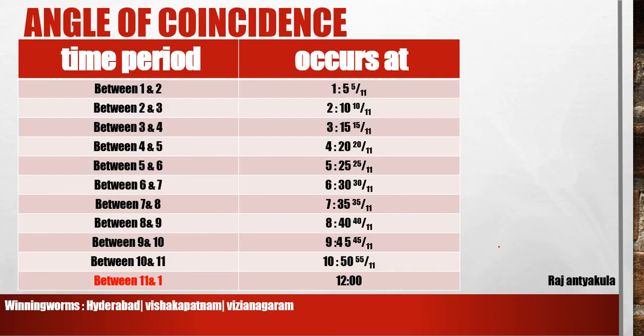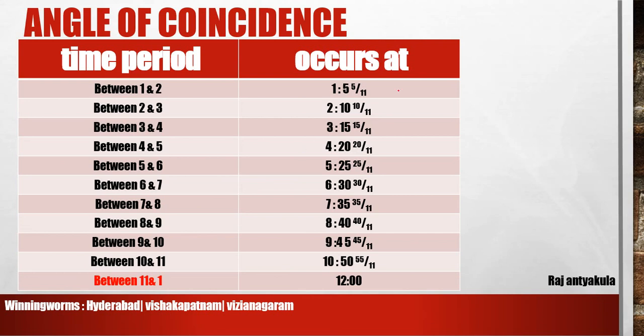See here. First, the angle of coincidence between 1 and 2 will occur at 1, 5, 5 by 11. Just now I have seen. 2 and 3: 2, 10, 10 by 11. 3 and 4: 3, 15, 15 by 11. Similarly, 4 and 5, the coincidence occurs at 4, 20, 20 by 11. Between 5 and 6, at 5, 25, 25 by 11. Between 6 and 7, at 6, 30, 30 by 11, and so on. It means in a period of 12 hours, it will occur 11 times.